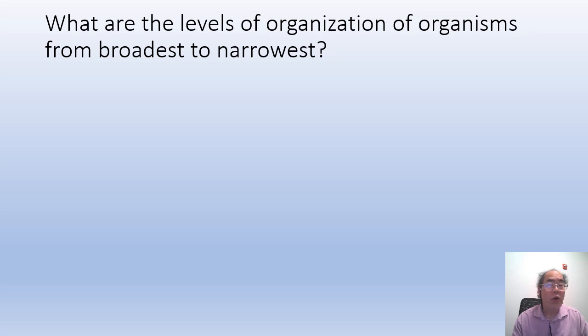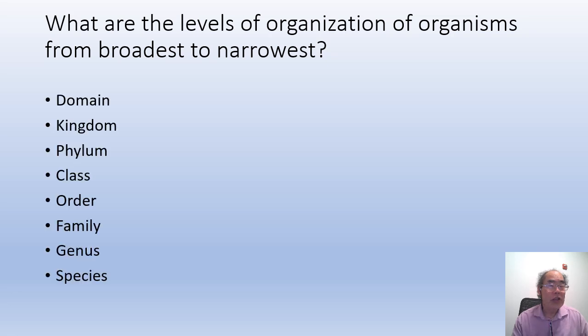What are the levels of organization of organisms from broadest to narrowest? Please answer. The answer is domain, kingdom, phylum, class, order, family, genus, and species.